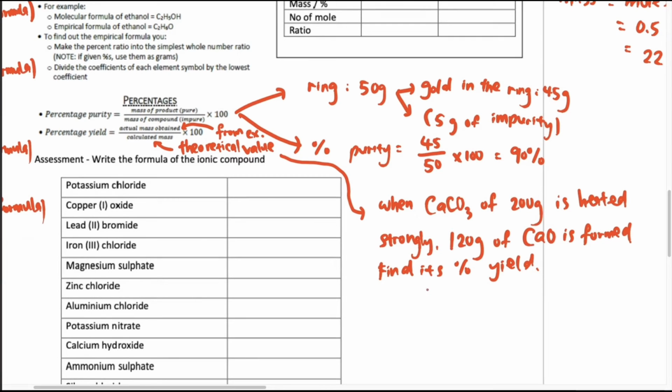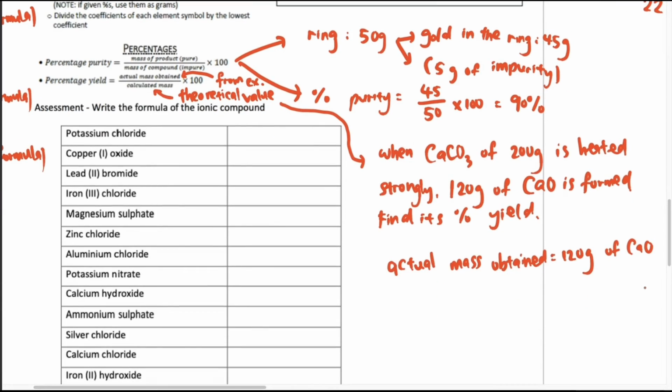How to find? So the formula is actual mass obtained over calculated mass. So we have actual mass actually. Actual mass obtained. Okay, so actual mass obtained is 120 gram of calcium oxide. This is the actual mass obtained. Calculated mass. Let's see how we do it.